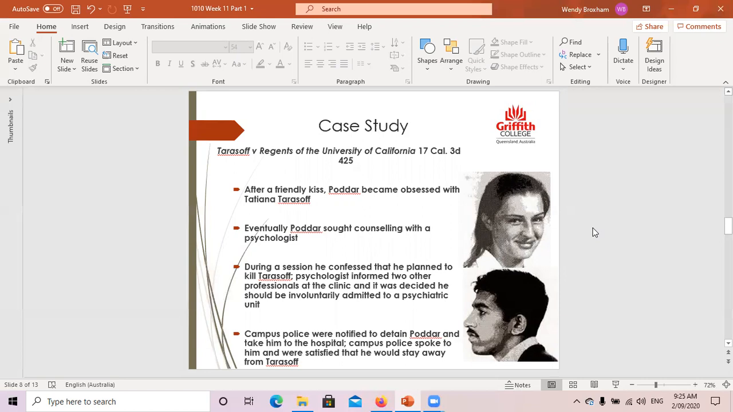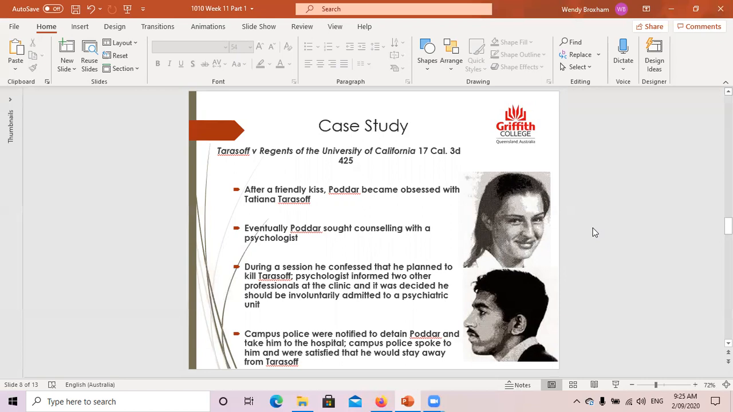She was away on holidays at the time, so was in no immediate danger. So the psychologist informed 2 other professionals at the clinic, and they decided that he should be involuntarily admitted to the psychiatric unit. Involuntarily committing someone is difficult, as they have to do something really, really serious for the psychiatrists to make this decision.